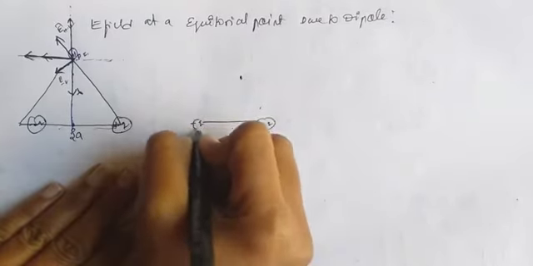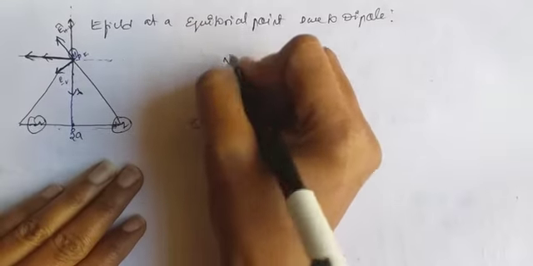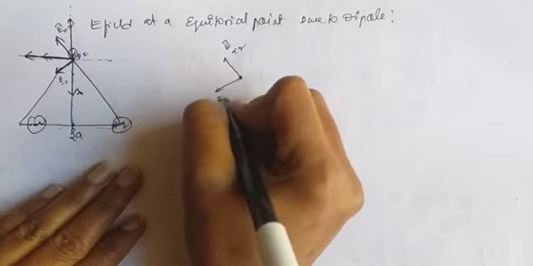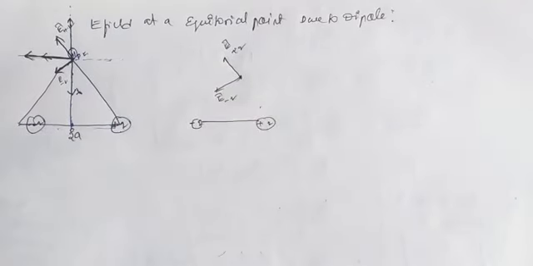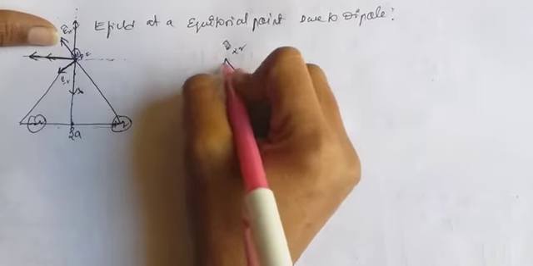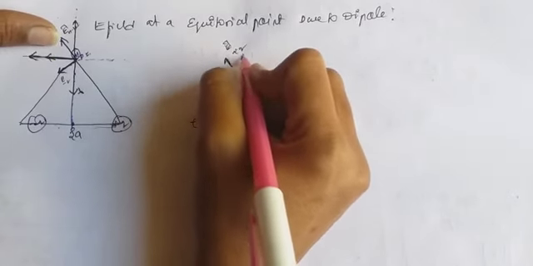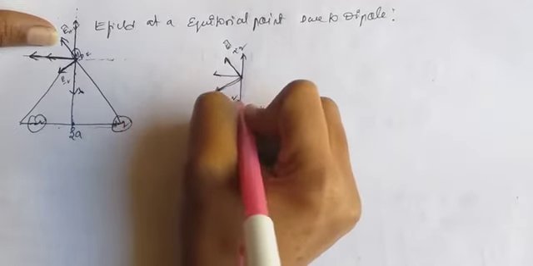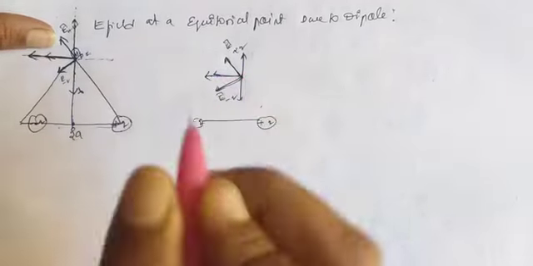So here this is the electric field due to the positive charge and this is the electric field due to the negative charge. This component is resolved in this direction and in this direction, and this component is also resolved in this direction and in this direction.